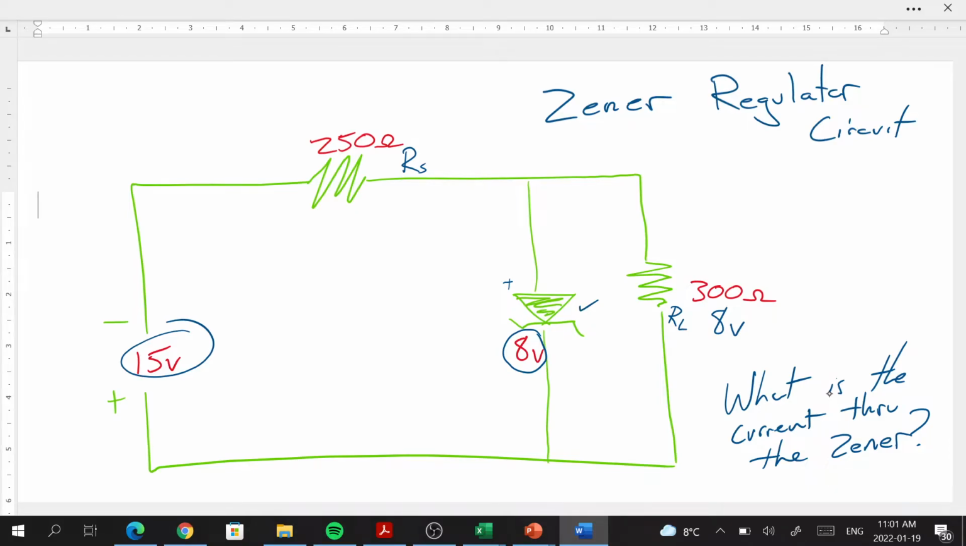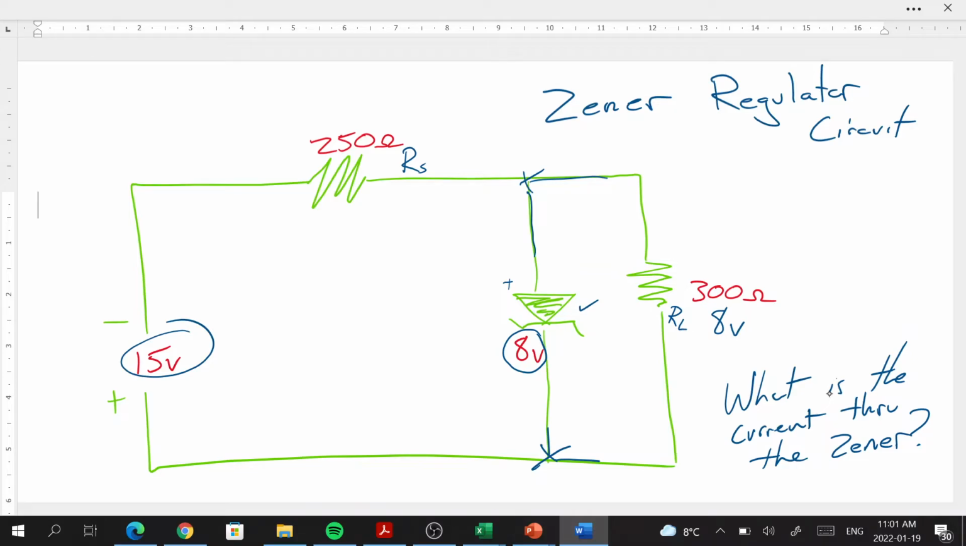So we've already determined that we got the 8 volts across our load resistor because it happens to be in parallel with our Zener diode. So they share the same potential difference. And you can see that this point here is common to that branch and the Zener branch, as well as this point here. So they must share the same potential difference or same voltage.